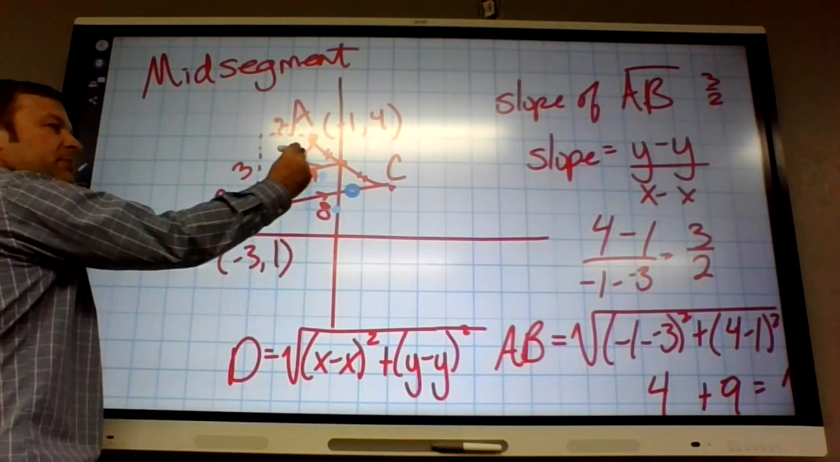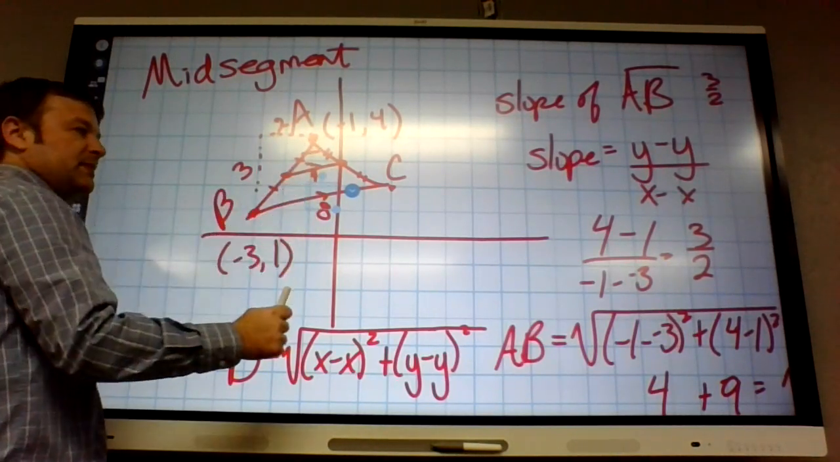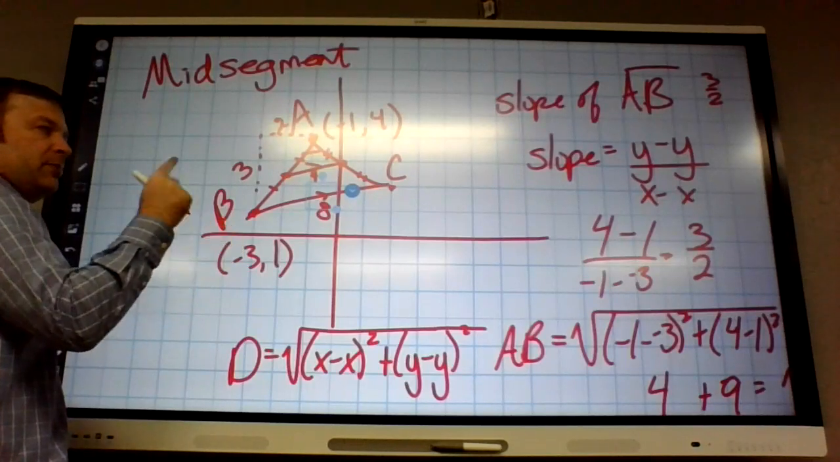Now, if you draw a segment up here, that's not a mid-segment. That's not going to be half, right? It's going to be like 2. So it has to be smack in the middle of the triangle. It's got to be right in the midpoints.